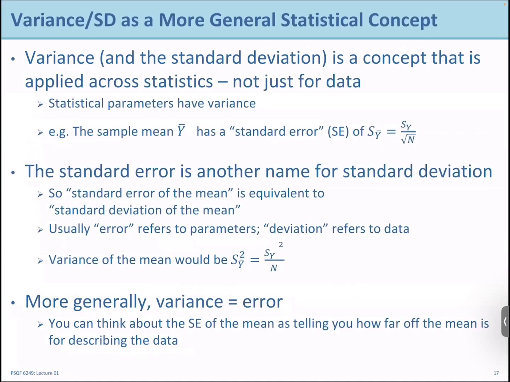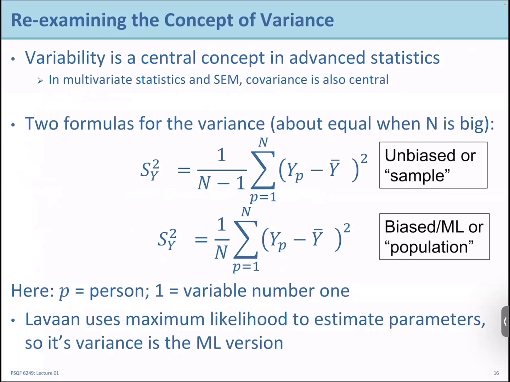I just described all this. I guess this is it. Variability is a central concept in stats. Covariance is also important in what we do, though. So the variances themselves, these are the two formulas for variance I mentioned before. The n-1 is probably what you calculated if you had to ever calculate things by hand or with a calculator or Excel or something like that.